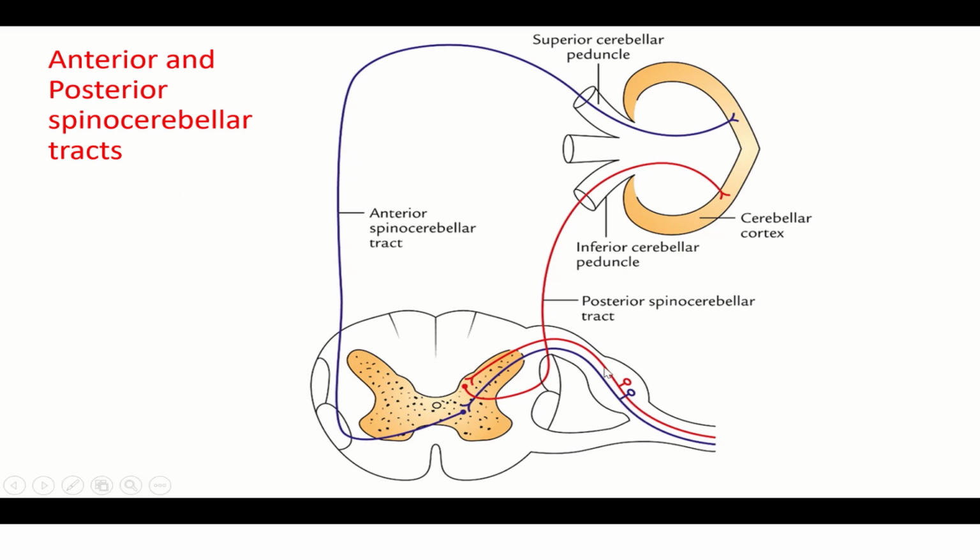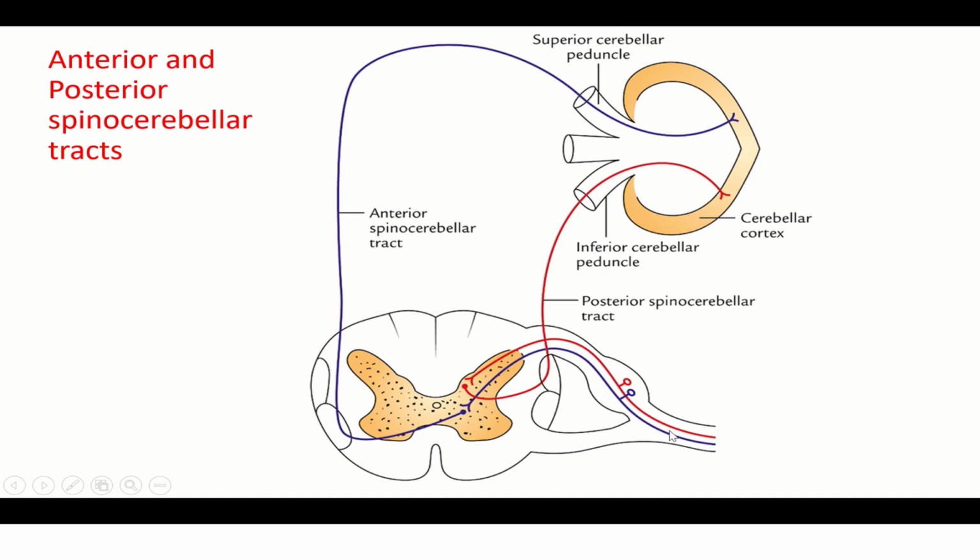the red one is the posterior spinocerebellar tract. They have entered the nucleus dorsalis or Clark's column, relaying the second order neurons. You can see here they are going onto the ipsilateral side, the posterior spinocerebellar tract, and going through the inferior cerebellar peduncle of the same side to the same side cerebellar cortex.